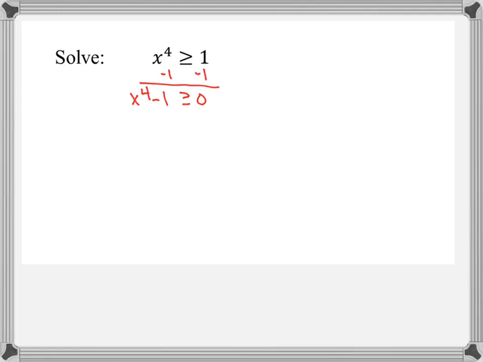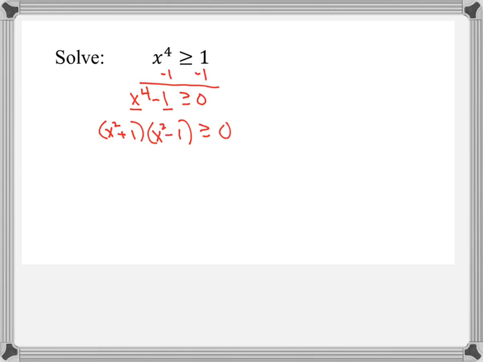To factor this, I'm going to recognize that x to the fourth is a perfect square and 1 is a perfect square, and I have a minus in between, so I can factor this as a difference of squares with two sets of parentheses. The square root of x to the fourth is x squared. The square root of 1 is 1. One of these factors gets a plus, the other one gets a minus.